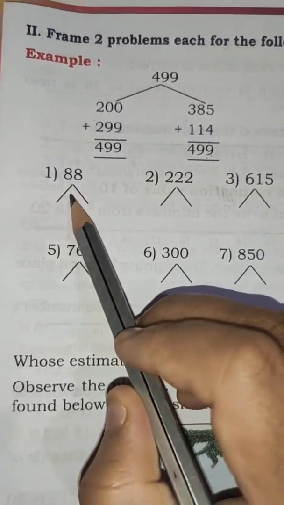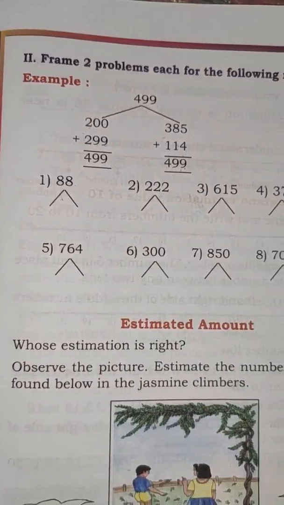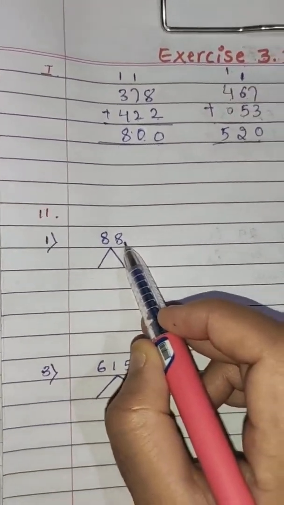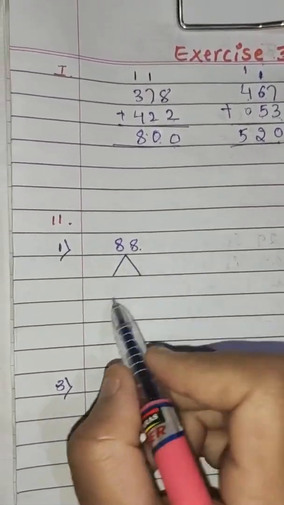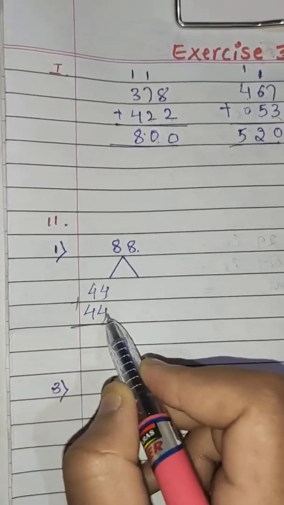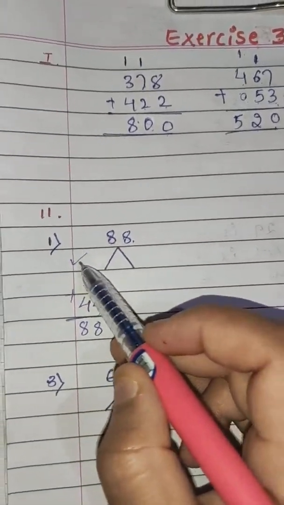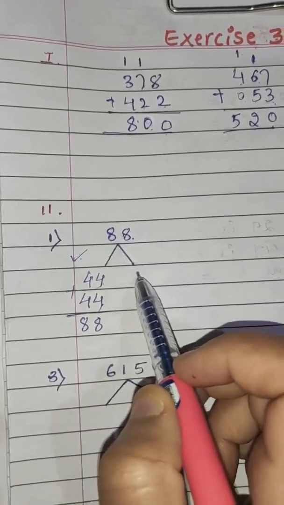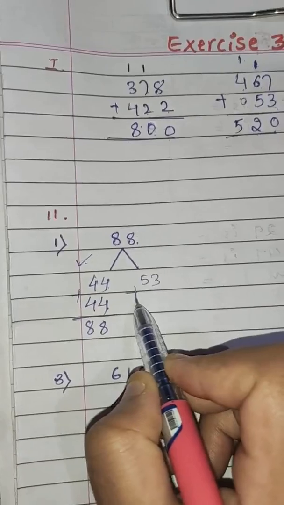So let us do this first one here. 88. Okay, this number I have written here. 88. So now let us frame the question. So 88. So 44 plus 44. So 4 plus 4, 8. 4 plus 4 is 8, means the first one is right. Let us frame another problem for this answer. So second one is 53 plus 35.